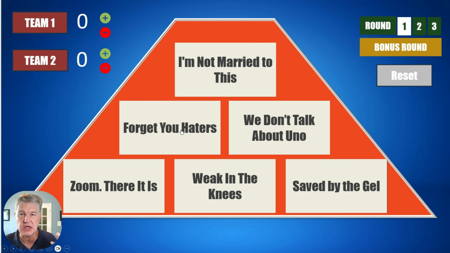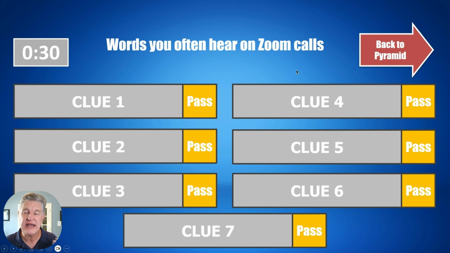Of course, it's two teams of two players. As each team plays, there's going to be a clue giver and a guesser. So let's say team one is going first. They pick Zoom, there it is. We click on that, and now we see what the actual category is, which is words you often hear on Zoom calls.